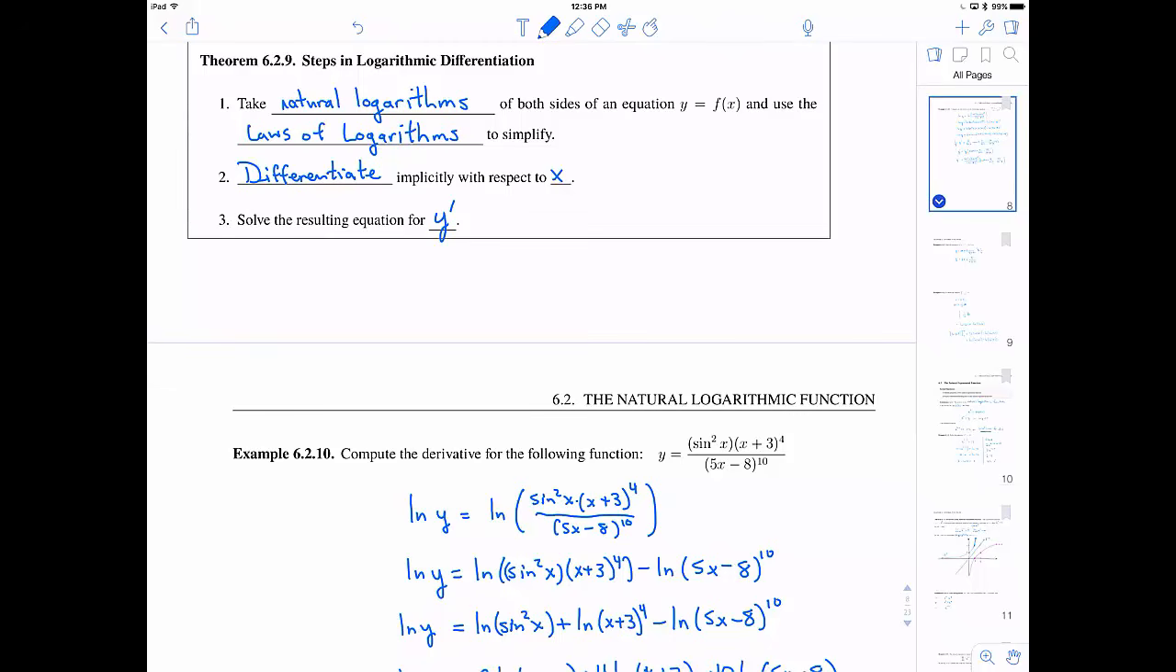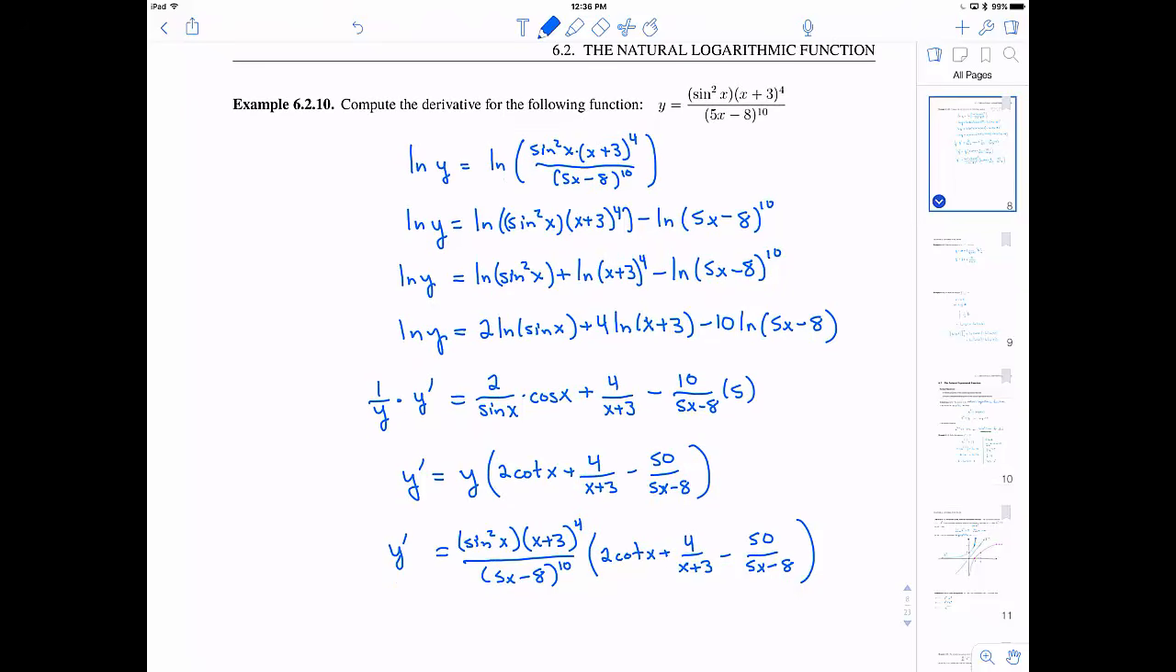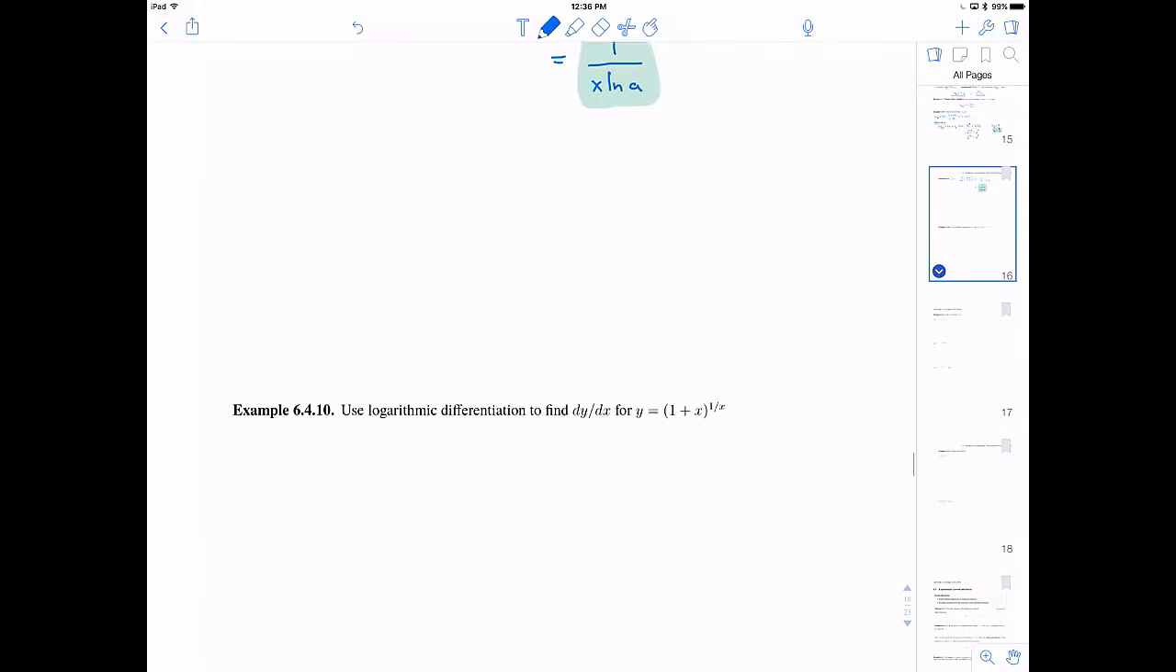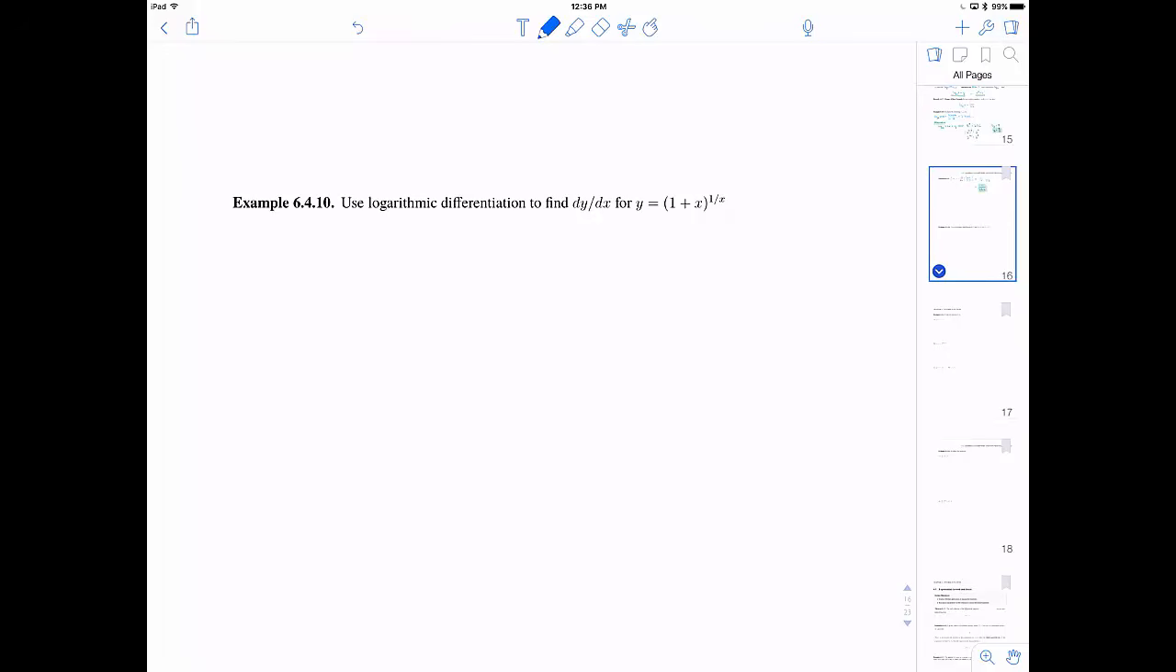So we applied it down here in 6.2.10, right, to this example, but we're going to see here in 6.4 we have a little bit more complicated of a situation where we have to apply logarithmic differentiation. In this one, it would have been a pain not to, but we technically didn't need to. All right, so let's get to it.